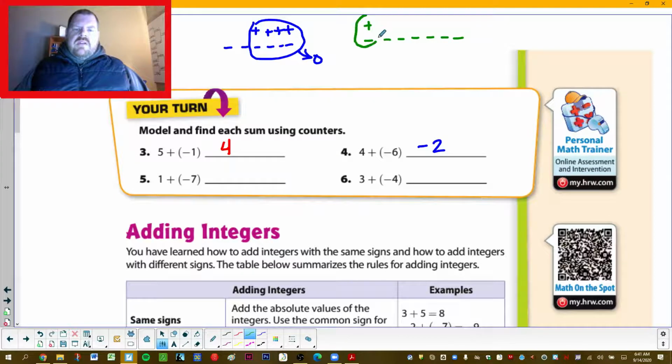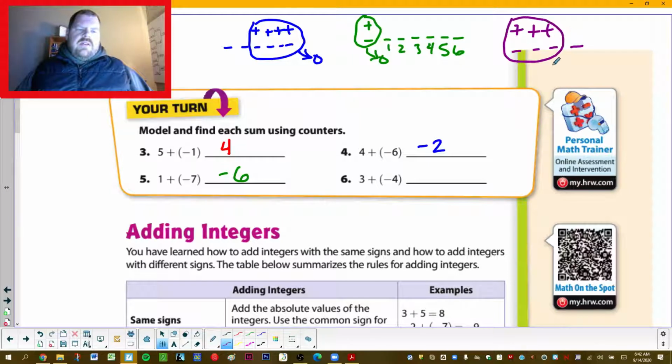And the main thing to think about here is that when I form 0 pairs, I get one of them, and I'm left with 1, 2, 3, 4, 5, and 6. Since they were negative counters, I get -6. Last one we have here is 3 positives and 4 negatives. I get my 0 pairs from all these that were paired up, and I have 1 negative counter left over. Okay.